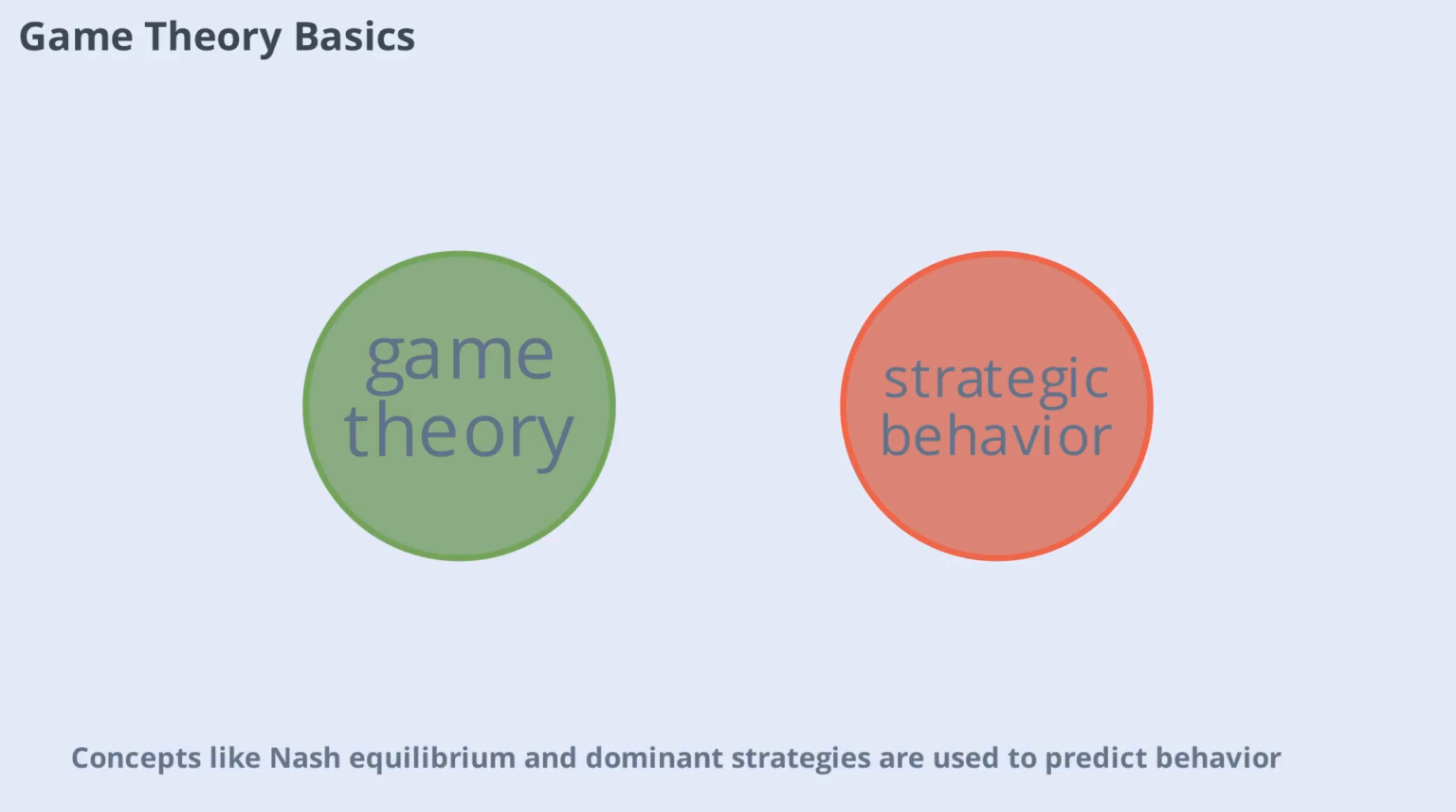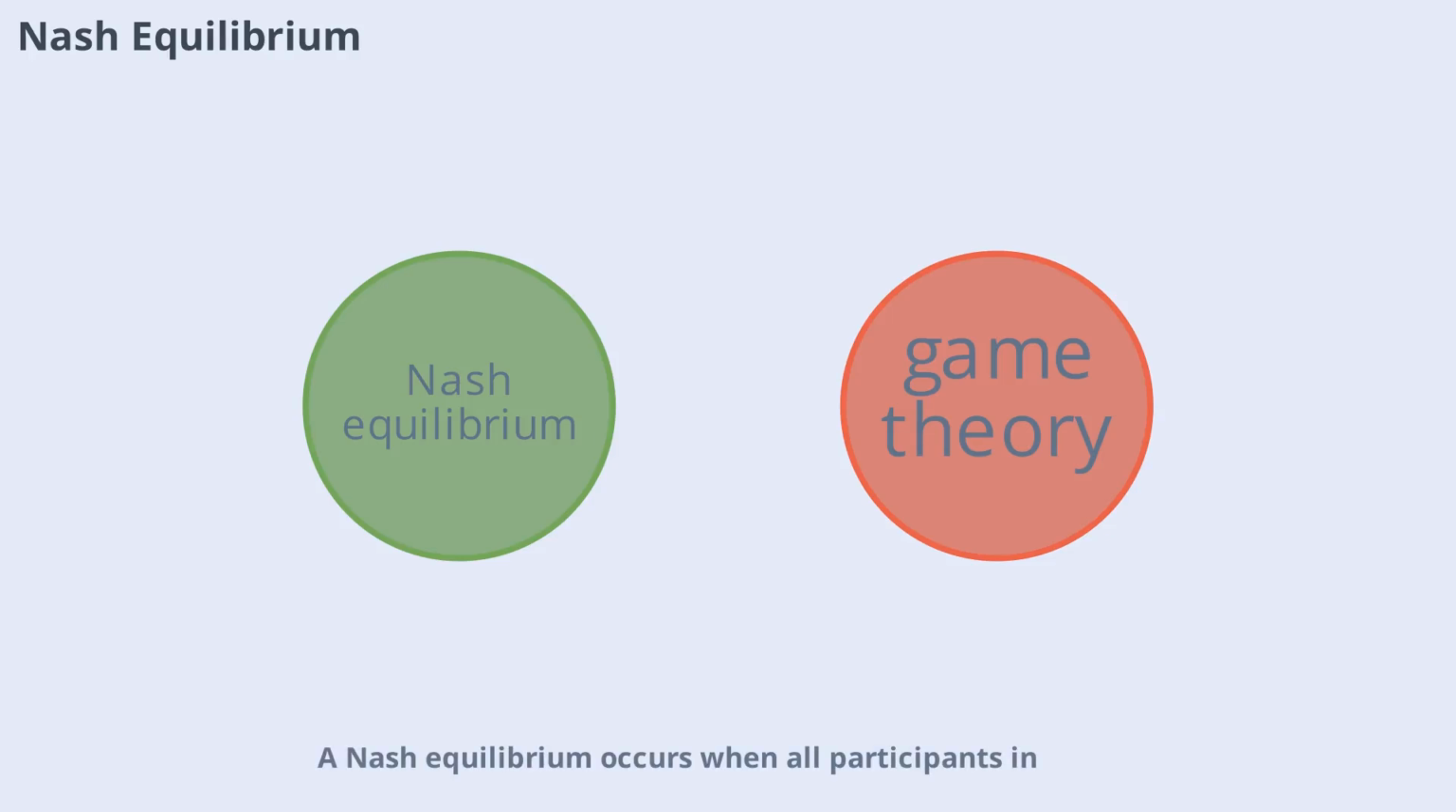Concepts like Nash equilibrium and dominant strategies are used to predict behavior in situations where individuals or firms must anticipate the actions of others. Nash equilibrium occurs when all participants in a game choose the best strategy they can, given the strategies chosen by others. No one has an incentive to change their decision unilaterally. This concept is widely used in microeconomics to analyze competition, pricing, and negotiation. Understanding Nash equilibrium helps predict outcomes in markets where firms or individuals interact strategically.